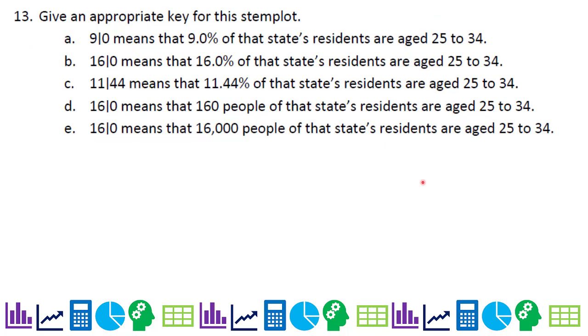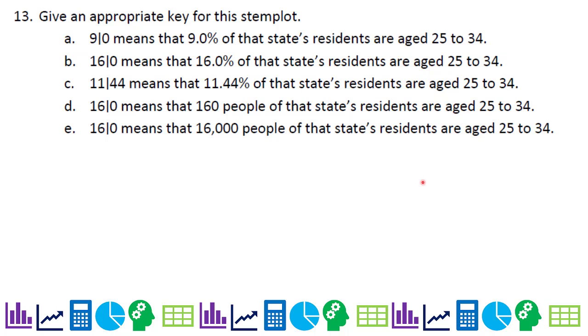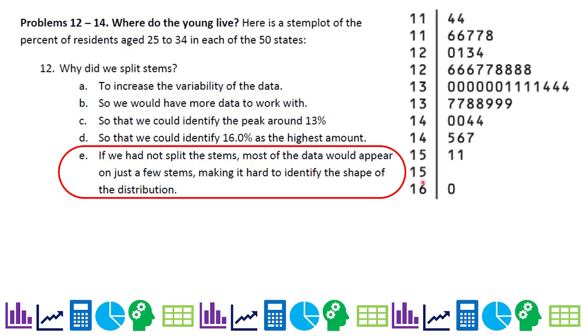An appropriate key, well, it was tempting to say the 9, but that one isn't actually in the stem plot range, but 16 is an actual value. So we always take the left side of the stem, the right side of the stem, with a line between, and then say that's 0, and then translate it to a value, so that's 16.0%. And of that state's residents are age 25 to 34. They said it was a stem plot of, here, let me go back to it. It was a stem plot of the percent of residents age 25 to 34. So that's why we knew it was percent. All right.